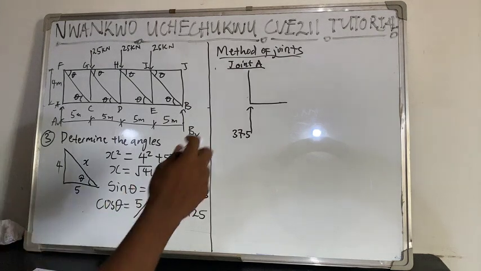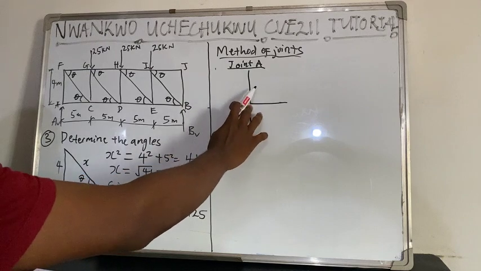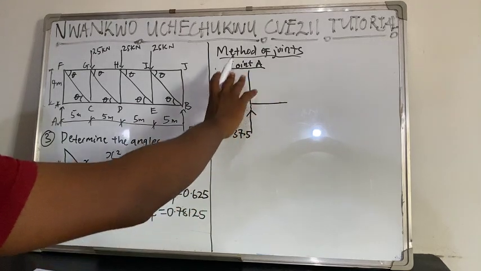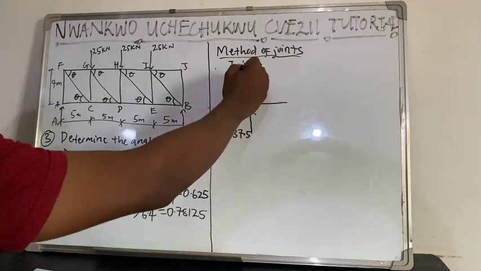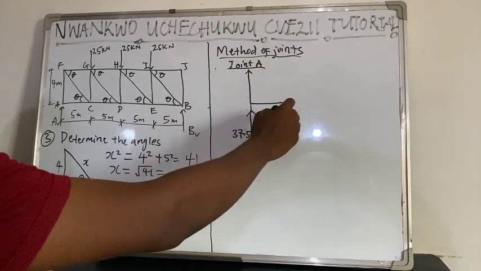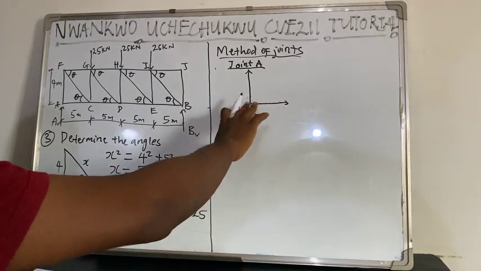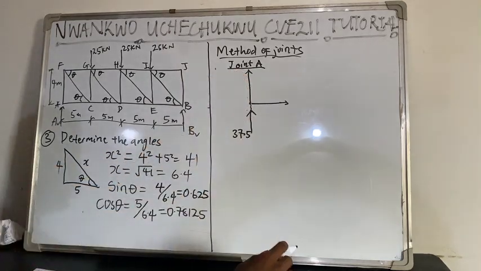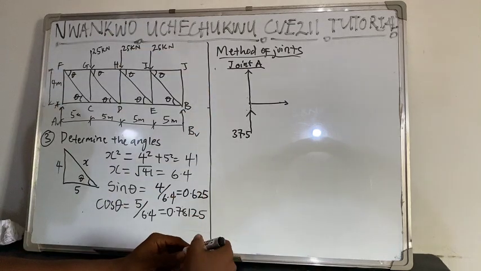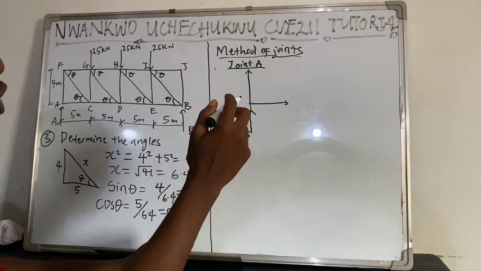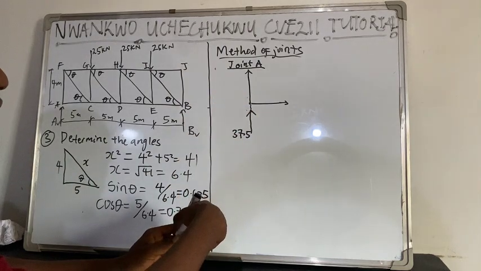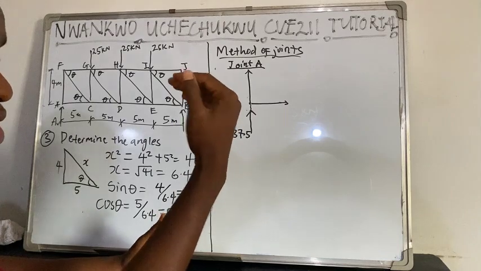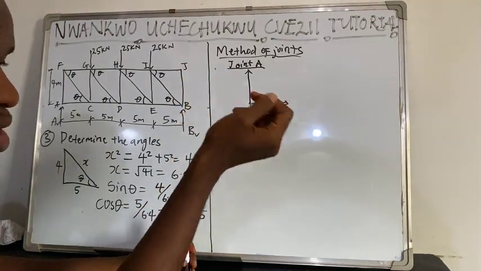Now, another thing you need to do, once you've gotten the direction of the known force, all the other forces, we'll assume them to be in tension. A member is in tension when the force is going out of the joint, and if it's coming into the joint, it's in compression. So we'll assume that everything is in tension. If we get a positive value, it means that the member is in tension. If we get a negative value, it means that the member is in compression, right?